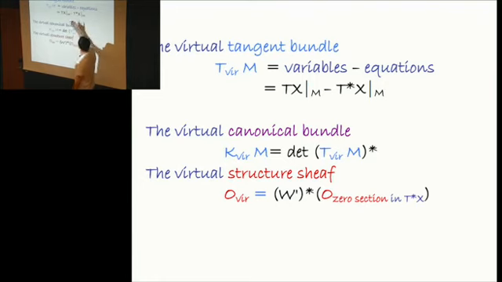And it's called the virtual tangent bundle. It's virtual because it's the difference of 2 things. A virtual vector space is the difference of 2 vector spaces. A virtual bundle is a difference of 2 bundles. And once you have this, you can define the virtual canonical: you take just the determinant of the dual of this. Makes sense? You can define the virtual fundamental class. The virtual O is the pullback of the 0 section in the cotangent bundle.